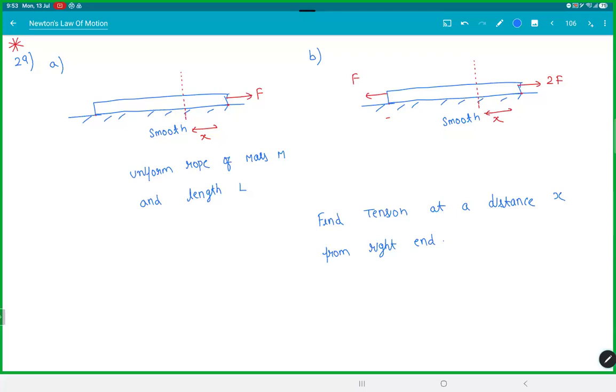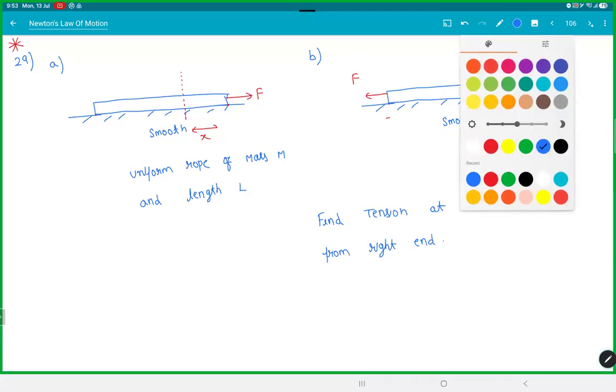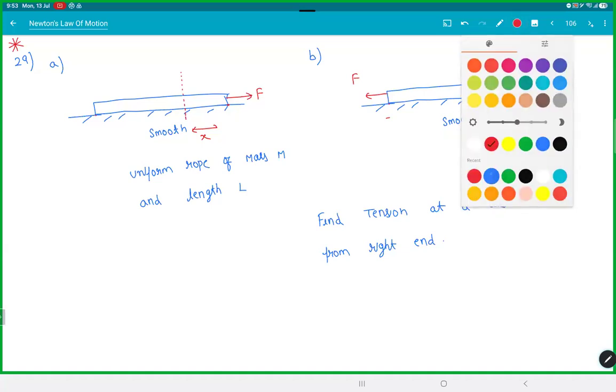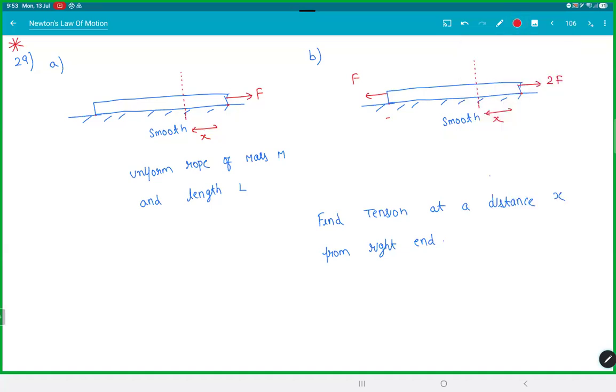I'll tell you one thing. If it's the CET, you can actually guess. If I put x equal to 0, where are you? You're on the right end. So what should be the tension? F. So in the options, if you put x equal to 0, you should get F. If you put x equal to L, you're on the free end. What's the tension? 0. So you can actually eliminate options.